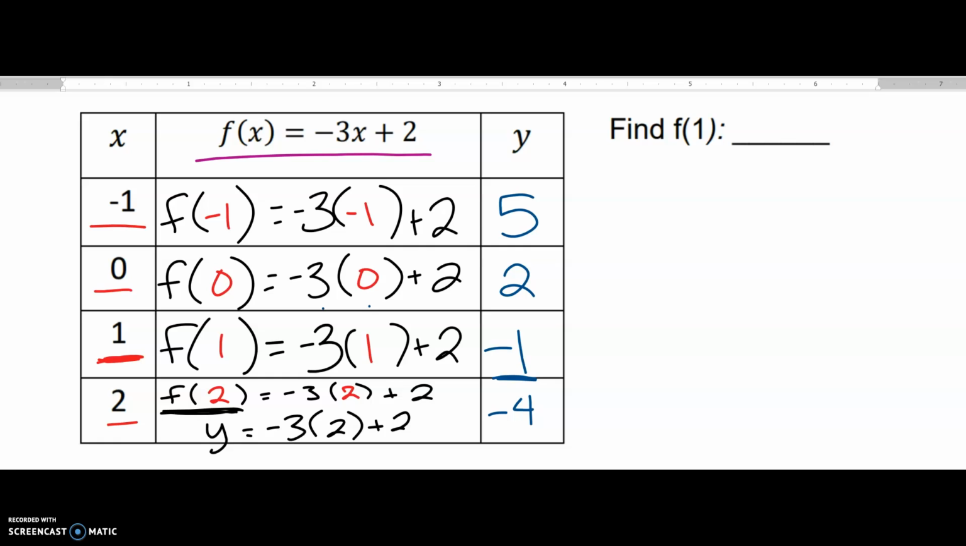Now our question says to find f of 1. Well, this is saying find our function. What is our function valued at when our x is equal to 1? Well, we found that out over here already on our table. When x is equal to positive 1, our y value is negative 1. So f of 1 is equal to negative 1.